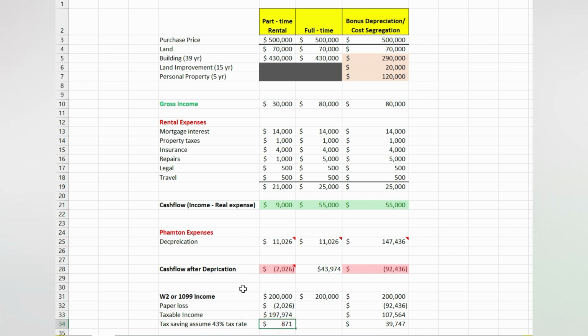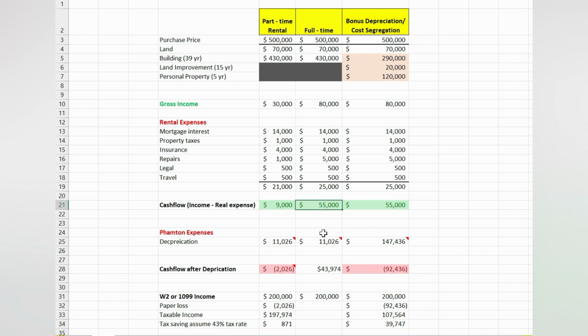Now let's look at another example. Let's say this same investor, this time rented out their property full-time. So again, the purchase price, the building costs are the same. This is the same property, but their gross income goes from $30,000 to $80,000 because they rented out their property full-time. Their rental expenses also has increased some because of the fees associated with renting out property full time. So now the rental expenses is $25,000. Cash flow with this property is $55,000.